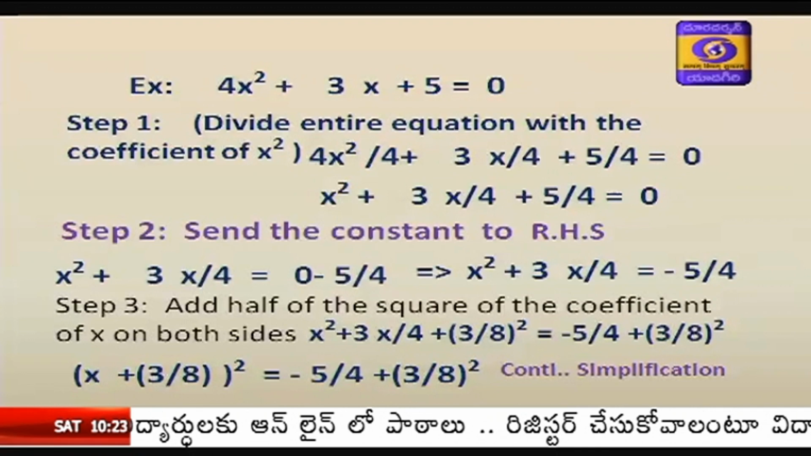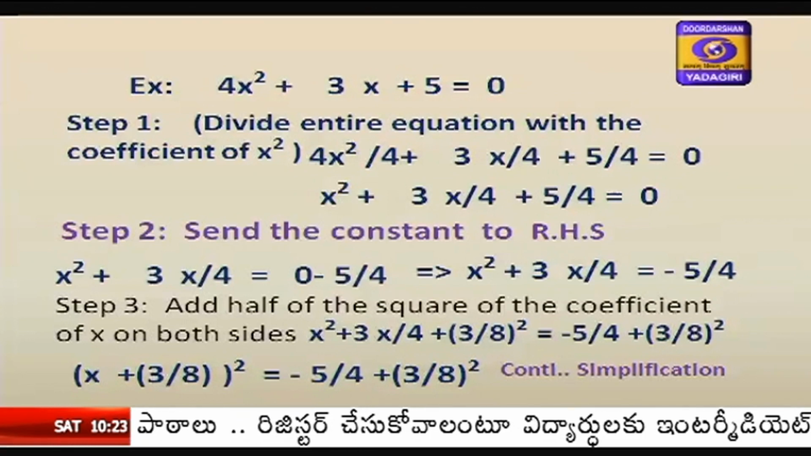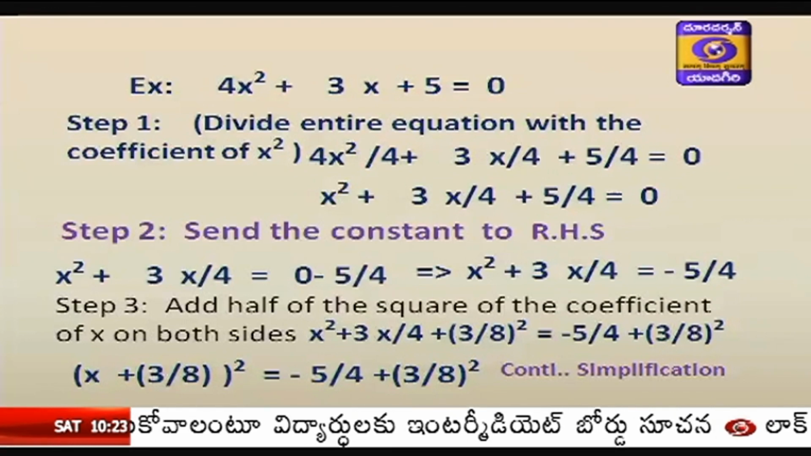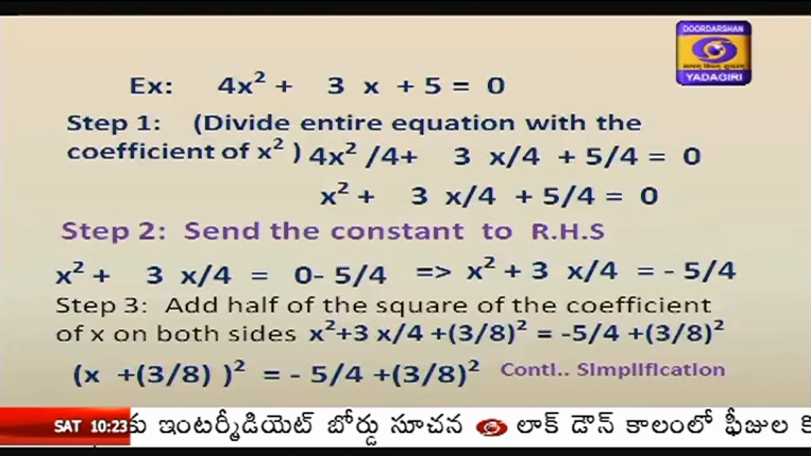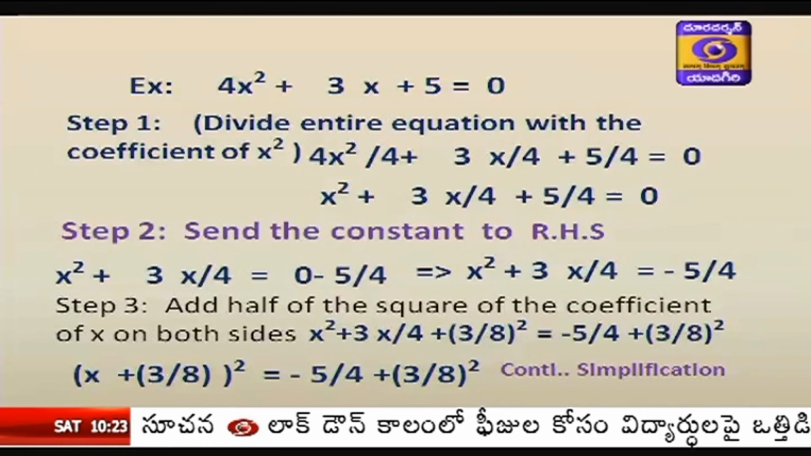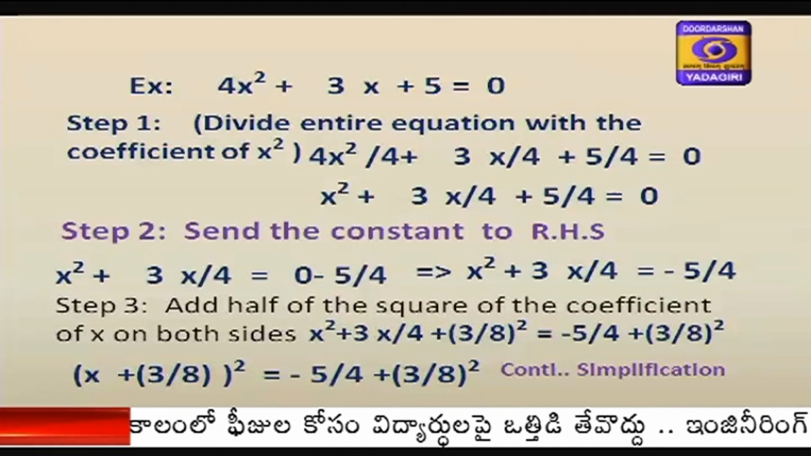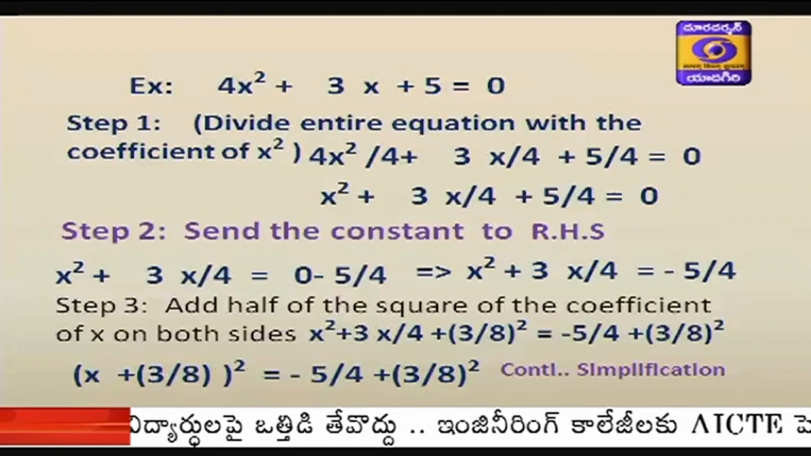Step 2: send the constant to the right-hand side. x² + 3x/4 = 0 - 5/4. It becomes x² + 3x/4 = -5/4. Now, what do I have to do?